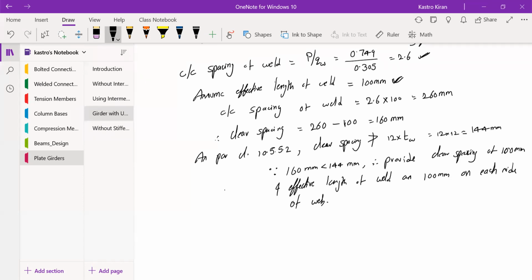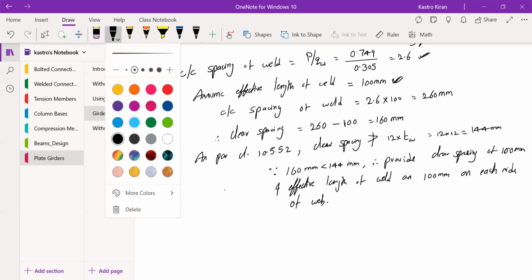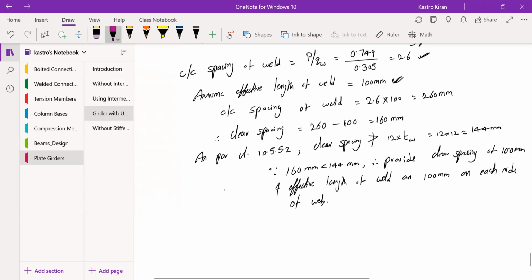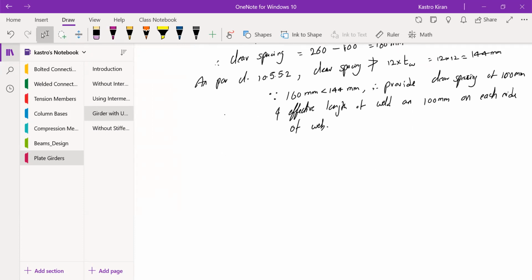Now you have connected the webs and flanges. Now the other step which you have to solve is you also have to connect the stiffener with the web, that is end bearing stiffener. So connecting end stiffener with web. So you have to connect the stiffener also with web.